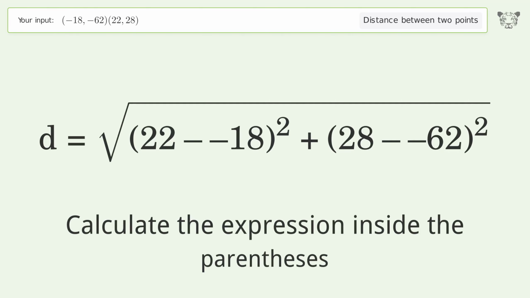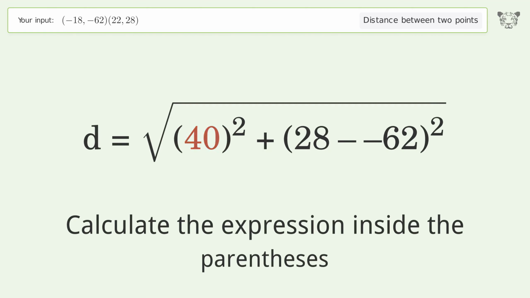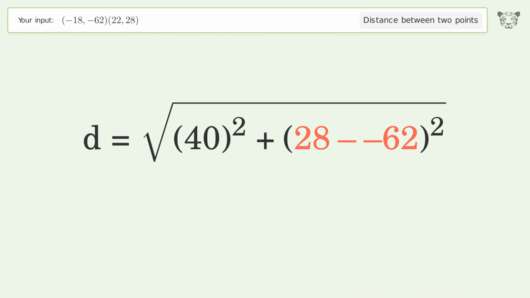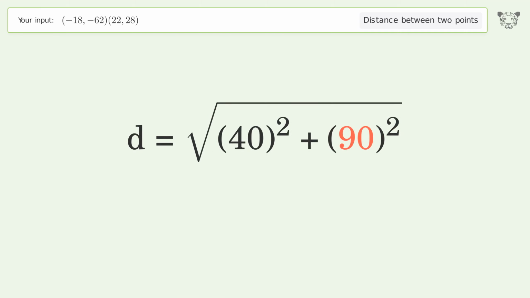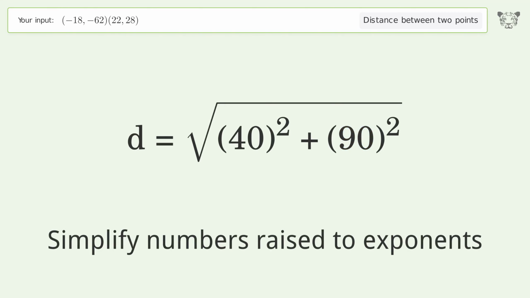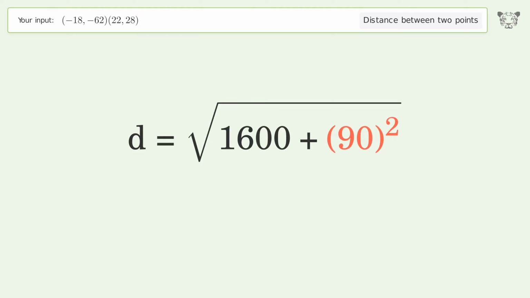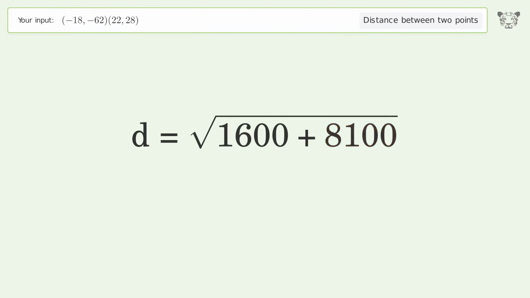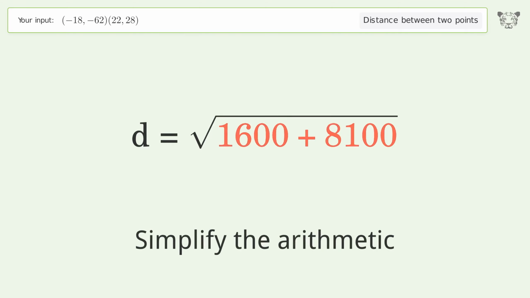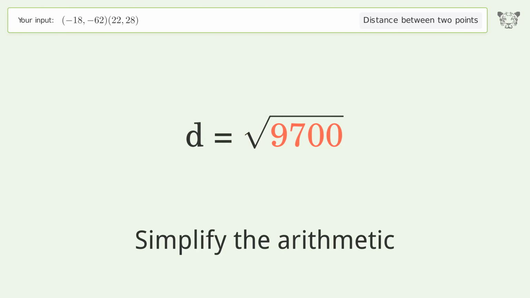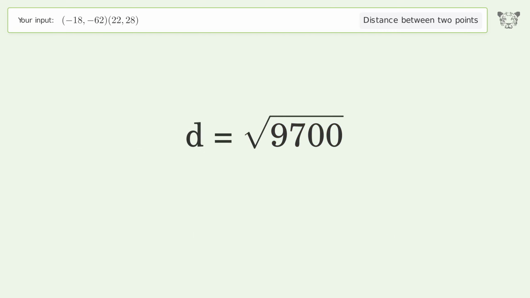Calculate the expression inside the parentheses. Simplify numbers raised to exponents. Simplify the arithmetic. And so the distance between the 2 points is the square root of 9,700, or 98.489.